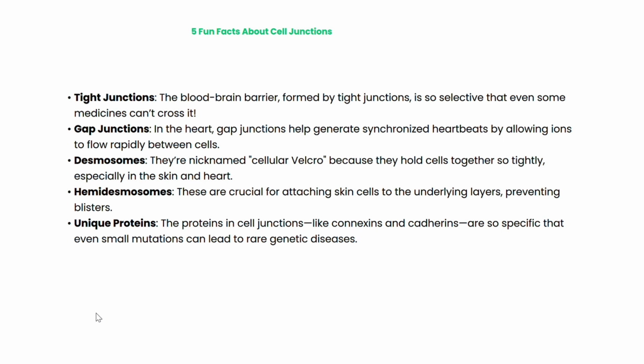I hope this discussion has made the concept of cell junctions clear and fascinating.